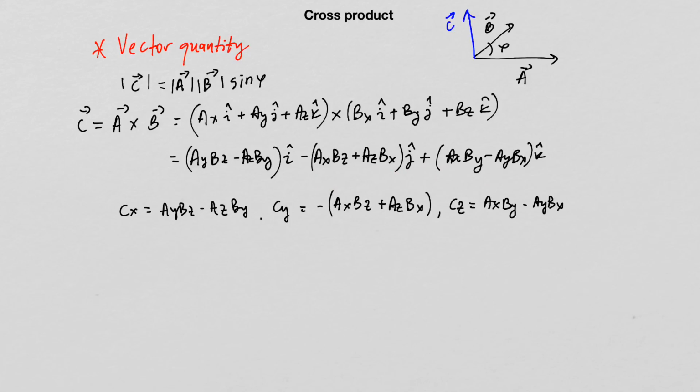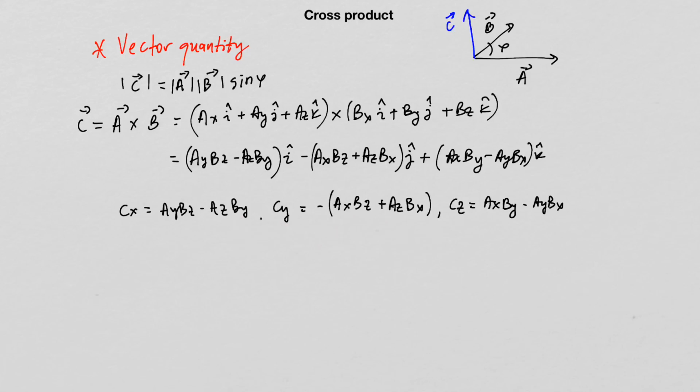The x component of C is the term before i hat, so that is AY BZ minus AZ BY. The y component of C is the term before j hat, so that's minus AX BZ plus AZ BX. And the z component of C is the term before k hat, so that is AX BY minus AY BX. So basically, if you know AX, AY, and AZ, and also BX, BY, and BZ, following this result, you can just plug them in and find out what the resultant vector C is in component form.